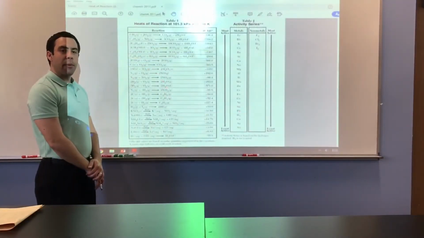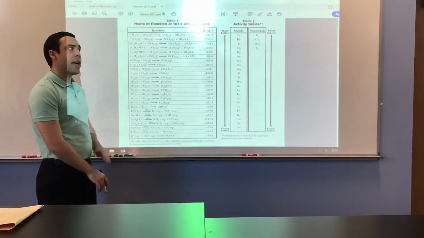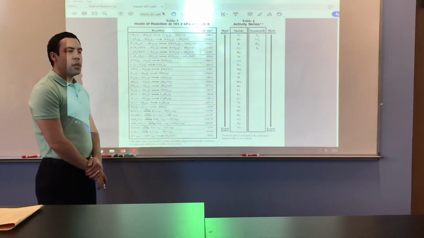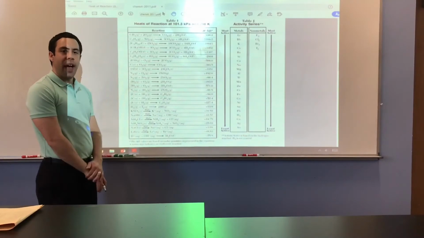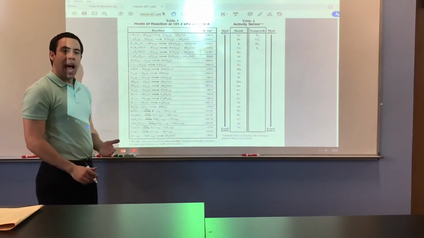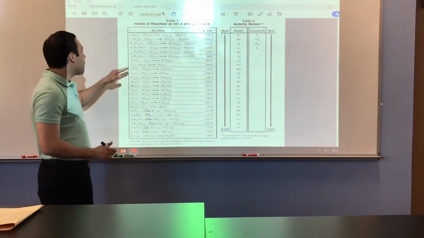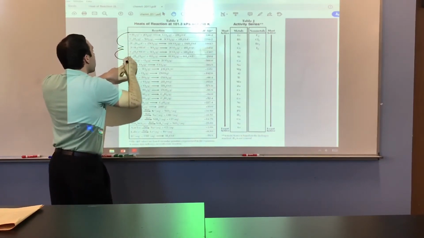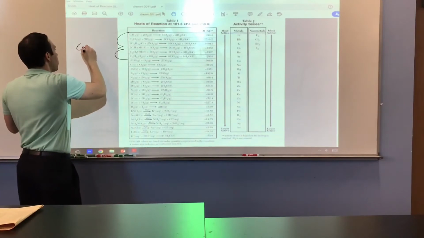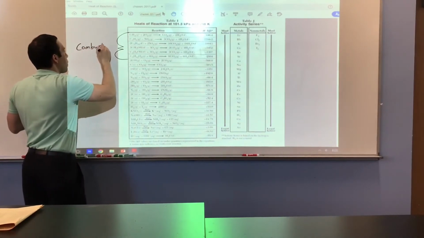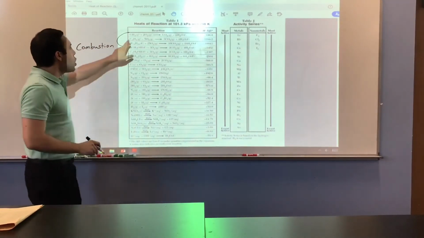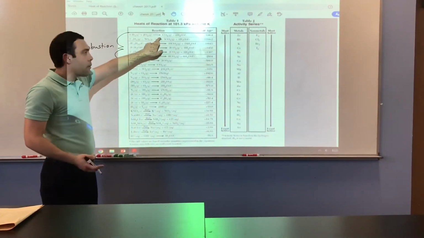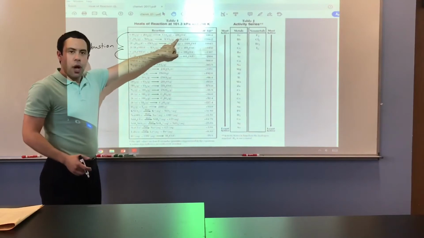Please take out your chemistry reference table and open up to Table I, Heats of Reaction at 101.3 kPa and 298 Kelvin, on page 5. Table I is arranged in this way. The first 6 reactions are combustion reactions. You have a hydrocarbon plus oxygen giving off CO2 and H2O.